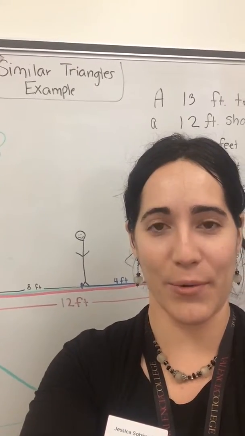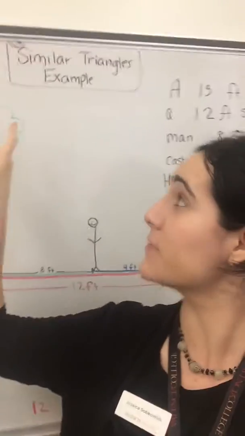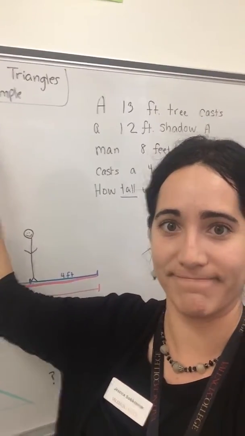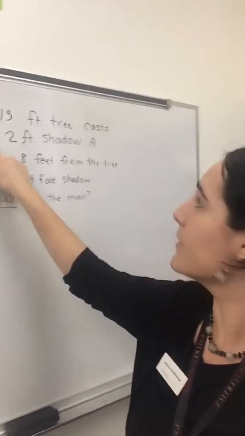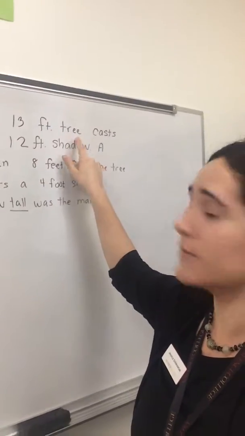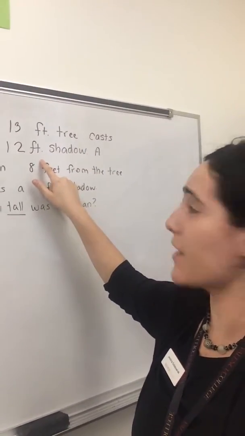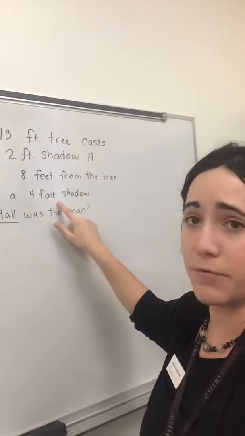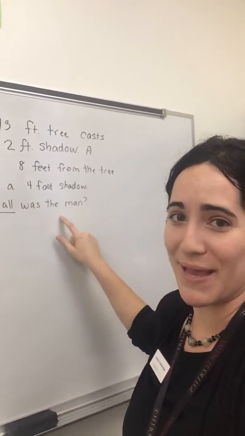Hi class, I wanted to do an example of similar triangles that you see very often in chapter 17. A 13-foot tree casts a 12-foot shadow. A man 8 feet from the tree casts a 4-foot shadow. How tall was the man?